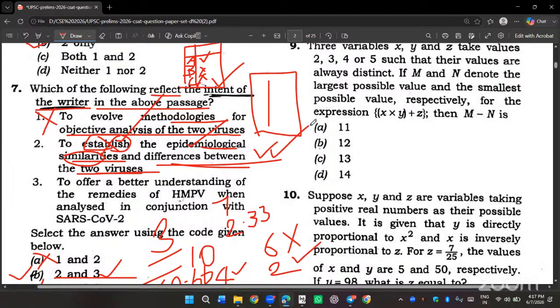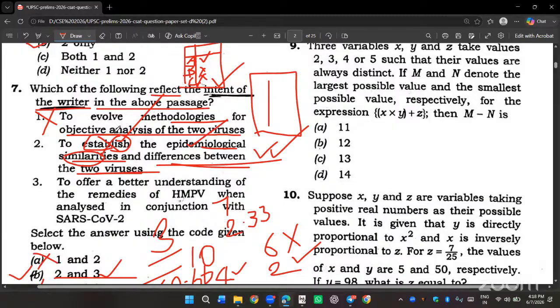Students had difficulty, but now it is not so. For one small passage, they have given three questions. After the exams, the students had told us, "Sir, it was very tough." No, after seeing the question paper, I could understand.